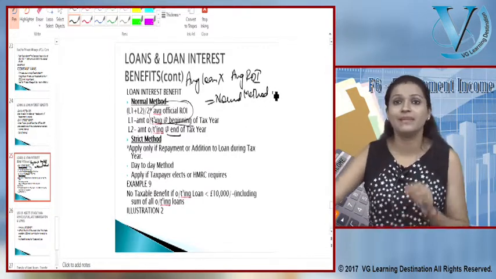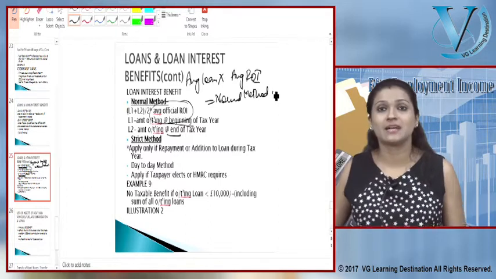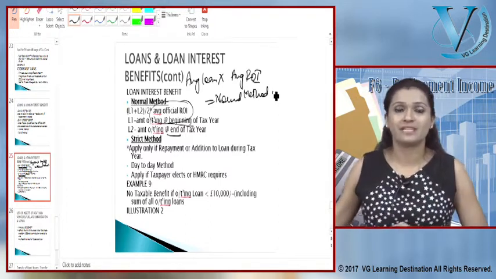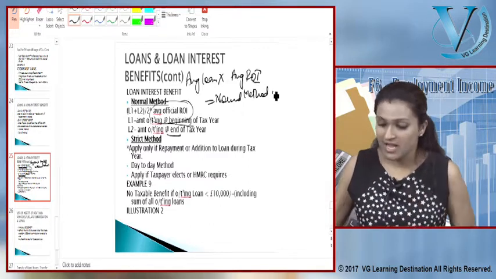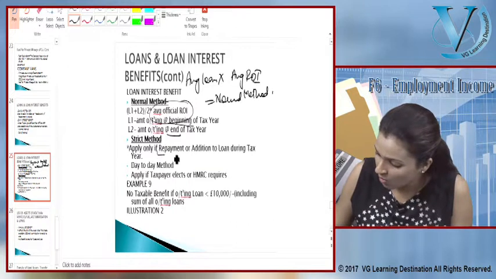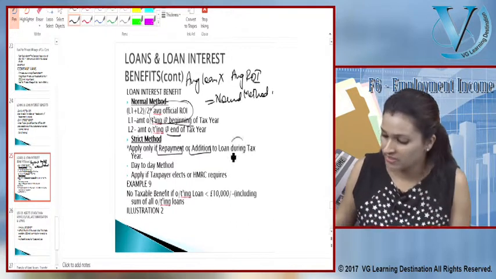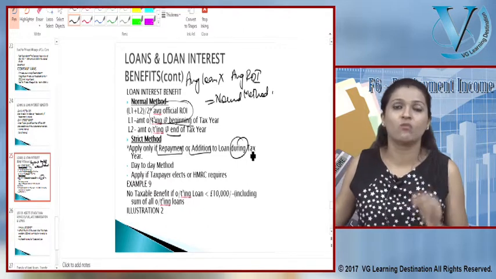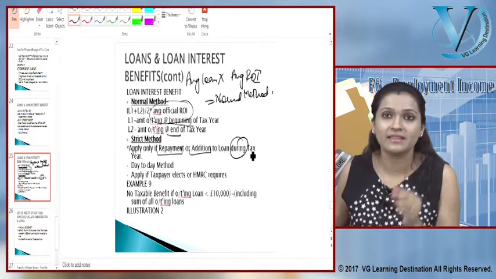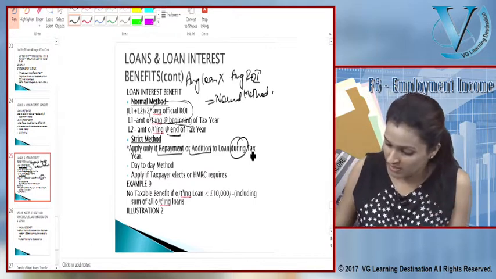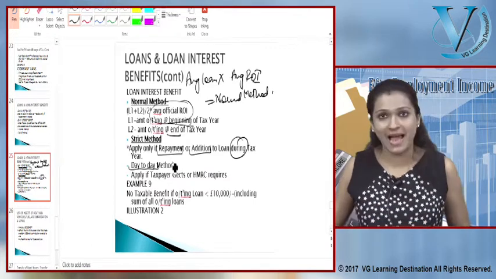Strict method will be levied in case there is a repayment made during the year or a top-up of the loan has been availed during the year. Now the strict method basically applies only if repayment or addition to loan is made during the year, which basically means that you're following a very, very strict method wherein you're calculating the amount of interest on a day-to-day level. So a day-to-day method is being applied.